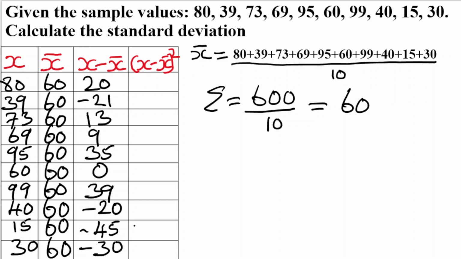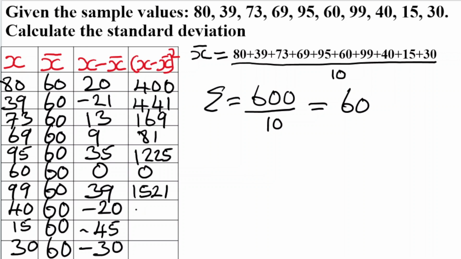Step 3: square each deviation, one after the other. 400, 441, 169, 81, 1225, 0, 1521, 400, 2025, and 900.